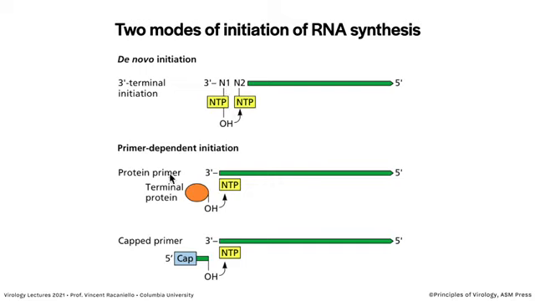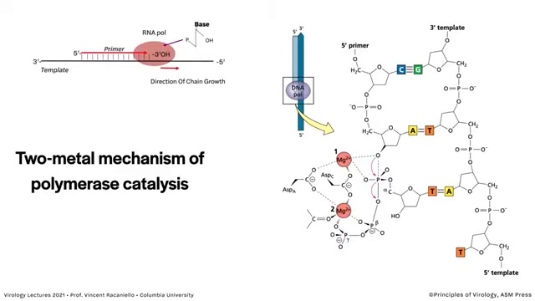In many cases, the polymerases are primer dependent. Here's an example of that. We have a protein-linked primer where the polymerase uses that and then adds the first base onto it. Or there can be a nucleic acid primer in the case of influenza virus, which we'll see today. The RNA primer actually has a little cap on it, and that's used to start synthesis. So depending on the polymerase, it may or may not need a primer.